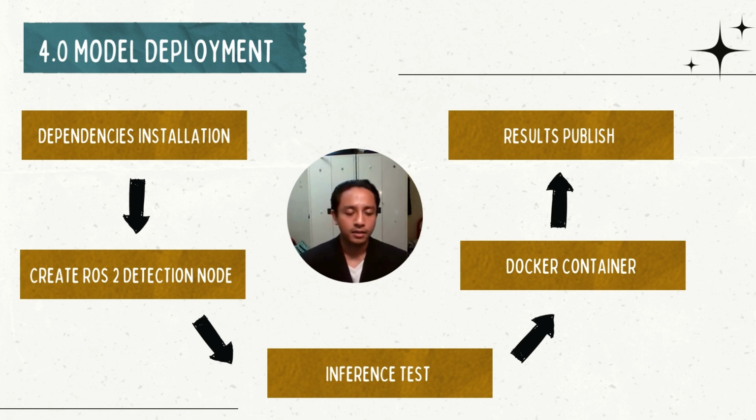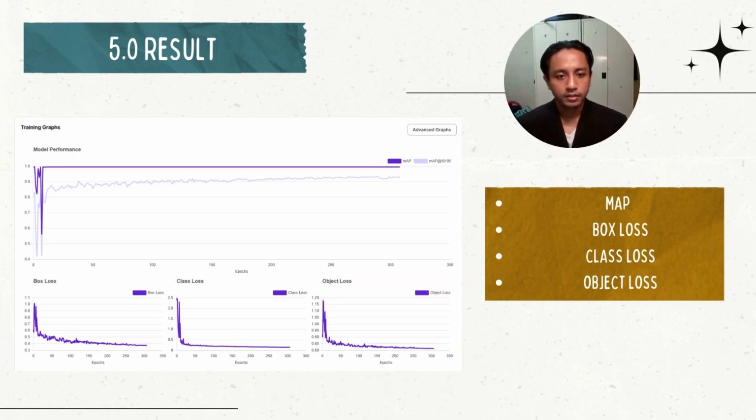After that, the next step is a Docker container. This container can reduce issues during installation and execution by providing a repeatable and portable environment. All right. The last one for this step four is to publish the result. Now we are moving to the last part, which is the result for task three.